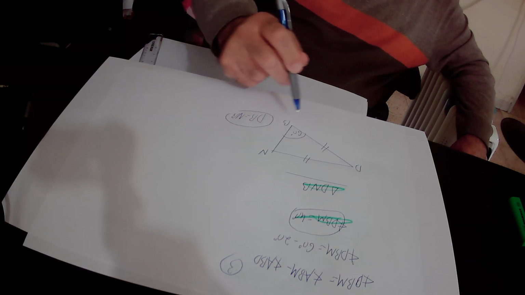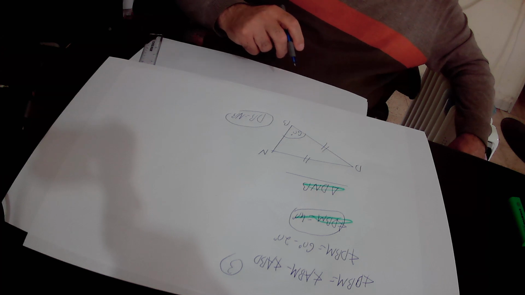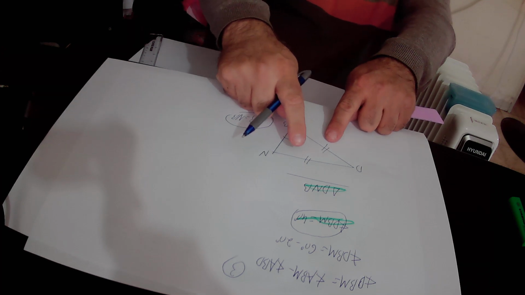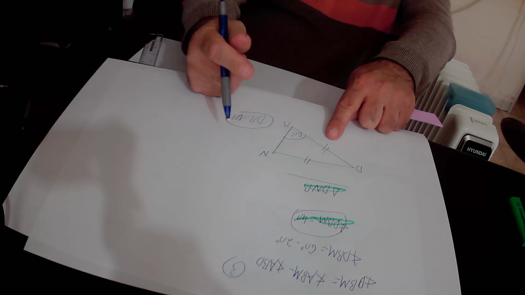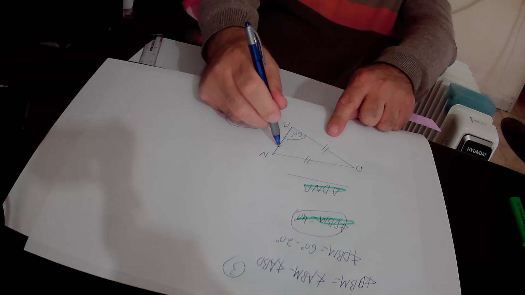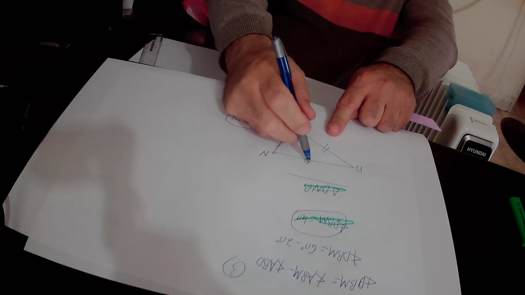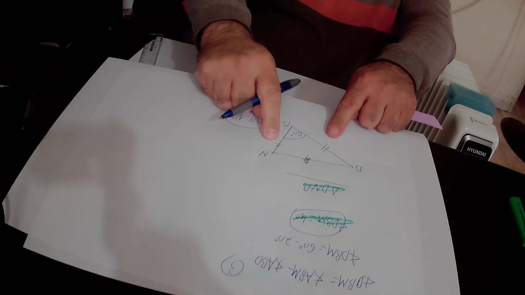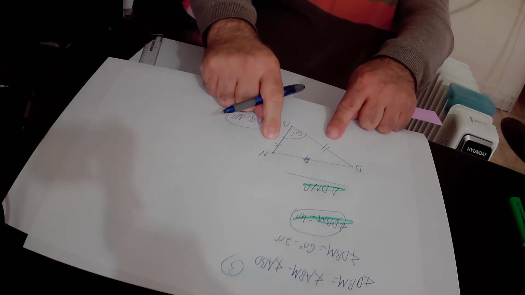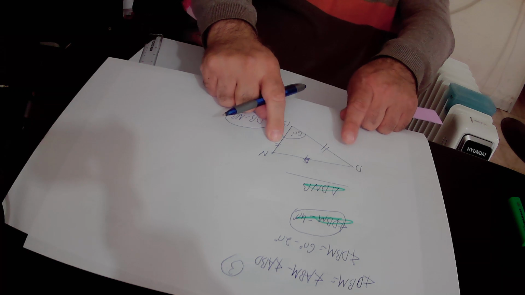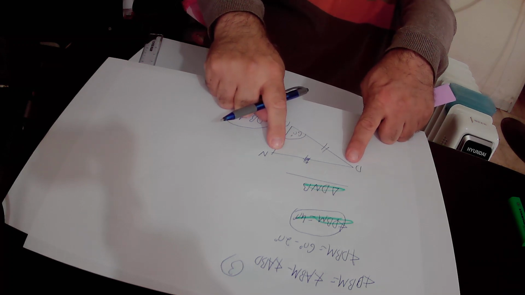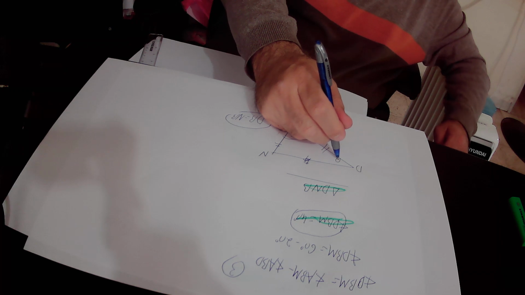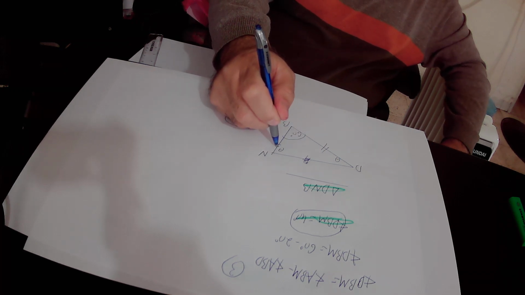In triangle DNB, again DB equals NB. This is DB and this is NB. In front of those two equal sides, we have those two angles. According to the rule that in front of equal sides there are equal angles, those two angles must be equal to each other. So if one angle is theta, then the other angle must also be equal to theta.